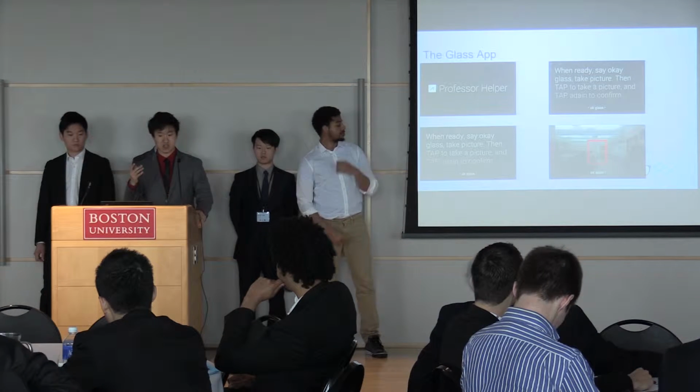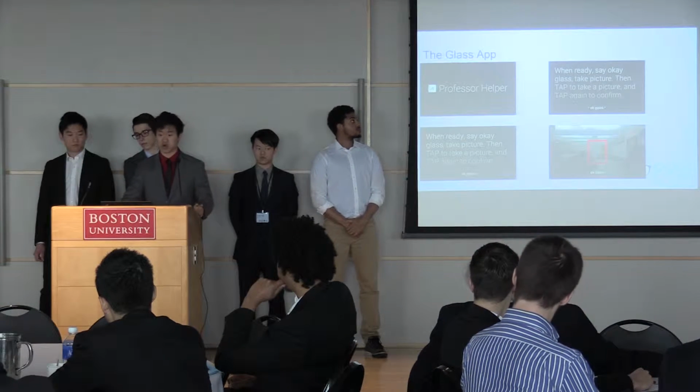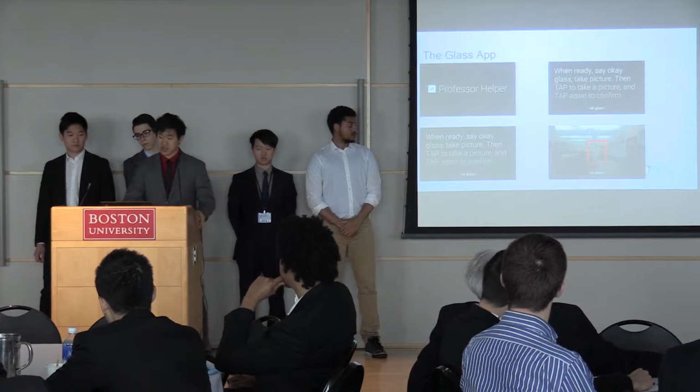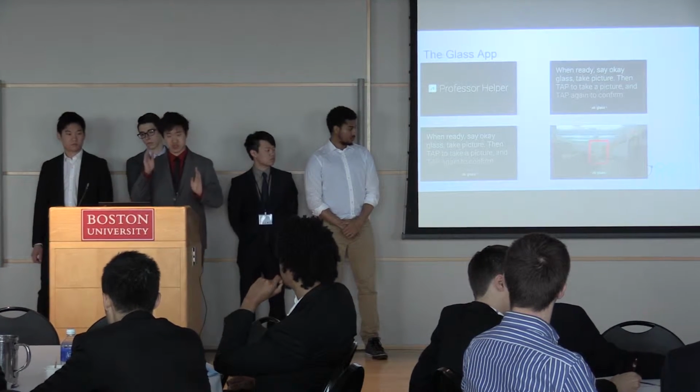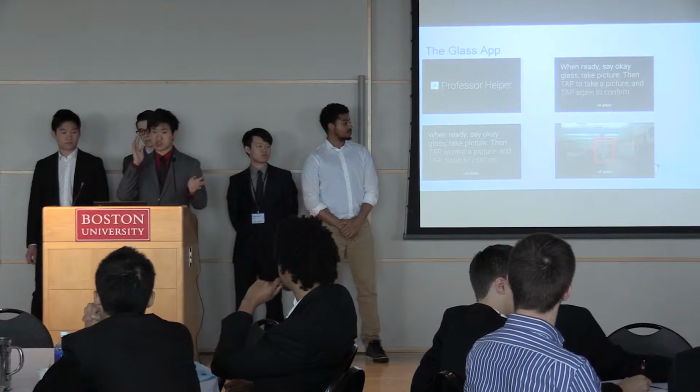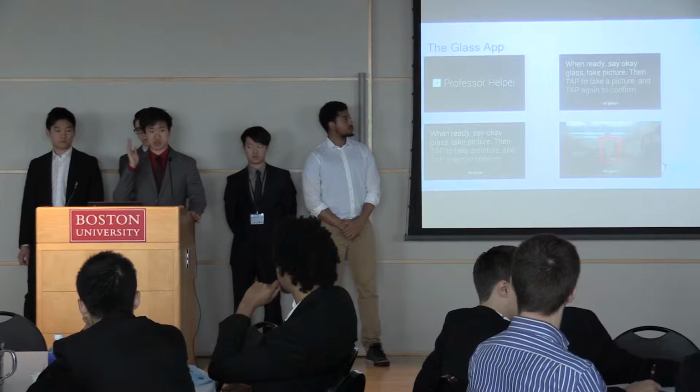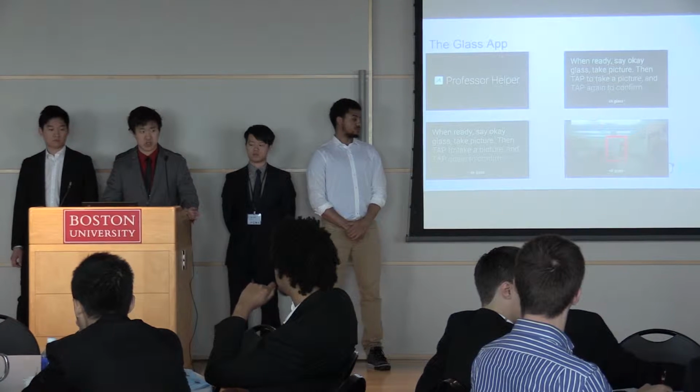Once you say OK Glass, the take picture option will come up. You say take picture, and then the camera view will open up, and down at the bottom right there's a little red rectangle. Using the Glass, you line up the person's face inside the red rectangle, and you tap again to take a picture, and tap to confirm.